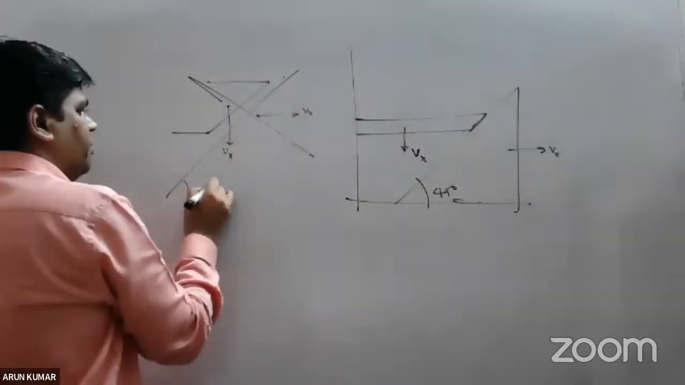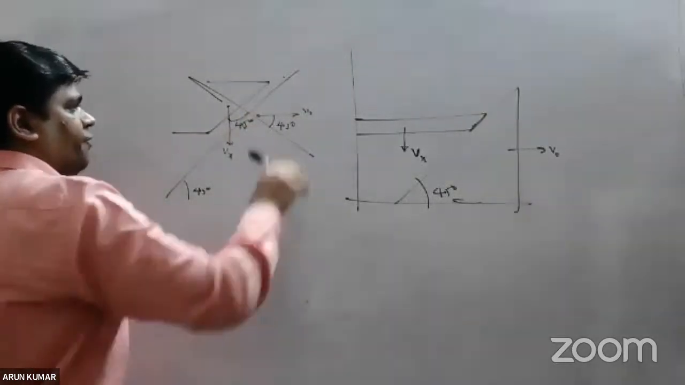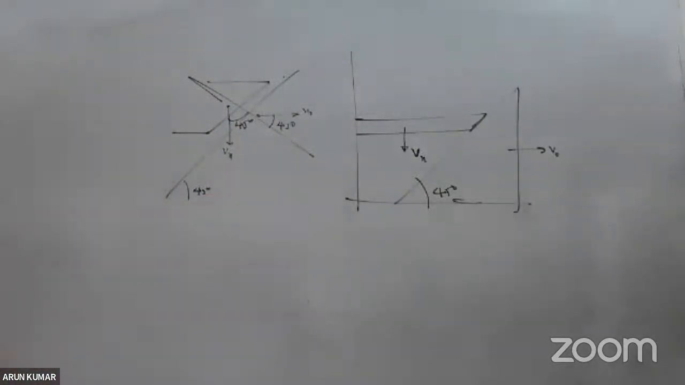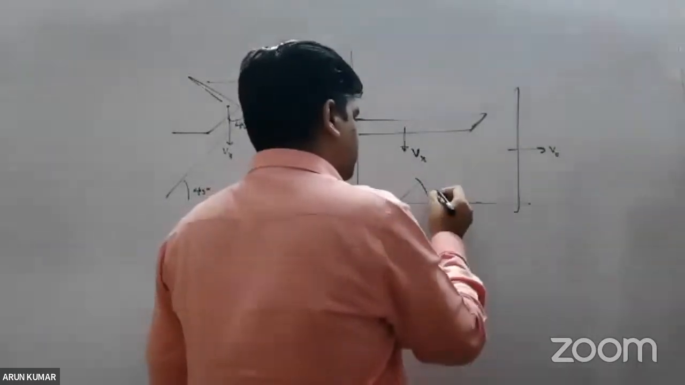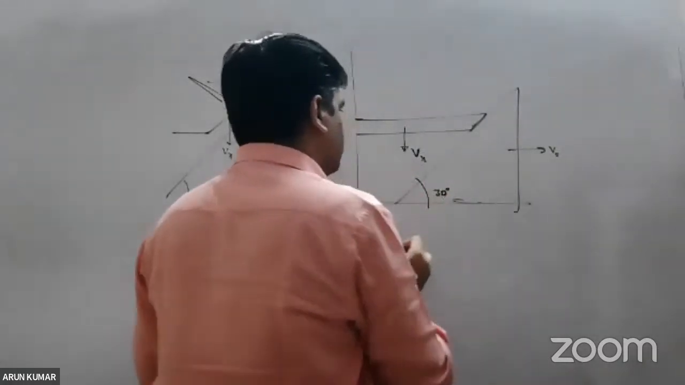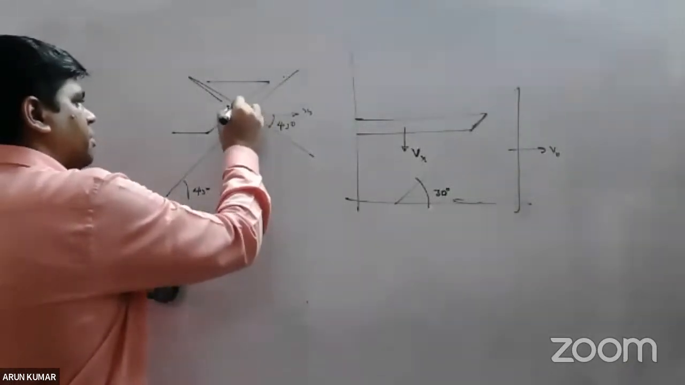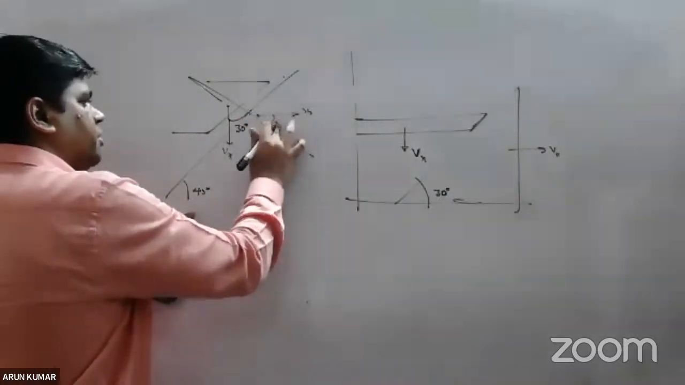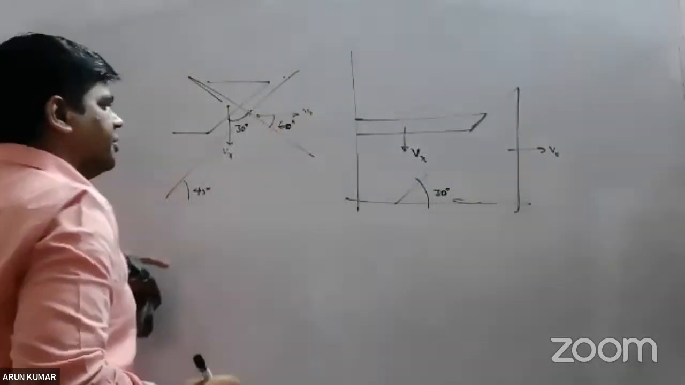If this is 45, this is 45, this is 45. V naught cos 45 should be equal to Vx cos 45. So Vx is equal to V naught. Pretty simple. Because this angle is 45, you can just look and say. But what if the angle is 30 degrees? If this angle is 30, this angle is 30, 30. This angle is 90 minus 30, right, 60. Correct, good.